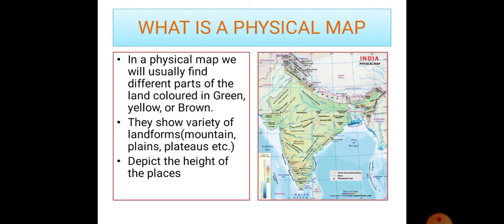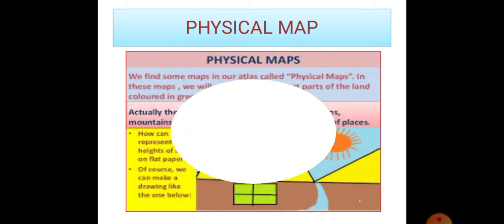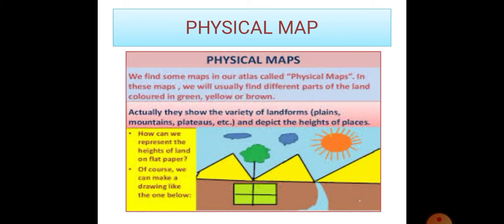We need a physical map to depict the height of the place. Let's say, as you have in the Deccan Plateau, in order to know where we stand, we need to have a physical map to depict the height. Now let's see, you've seen this. There are a variety of landforms. So in order to show that, we need a physical map. That is what it is talking about.